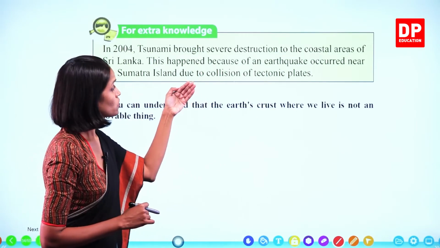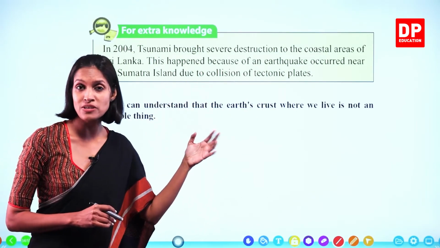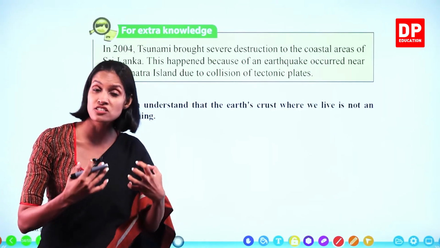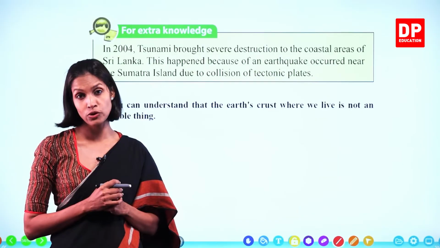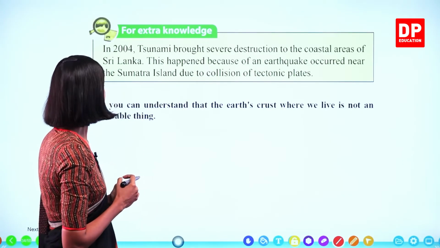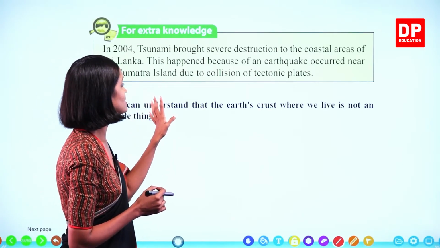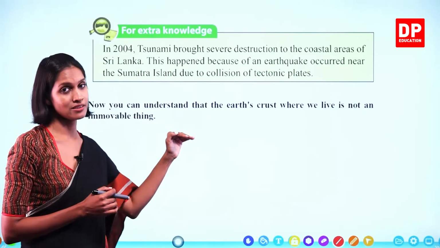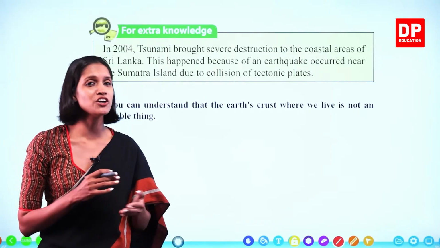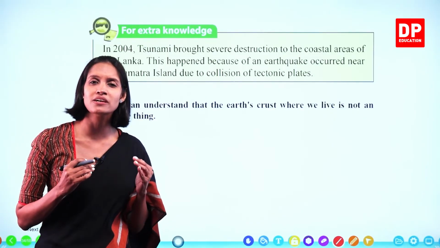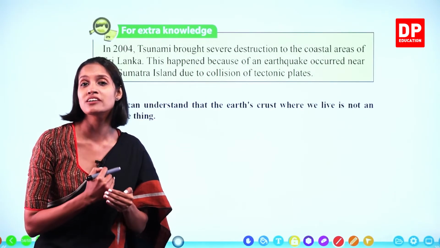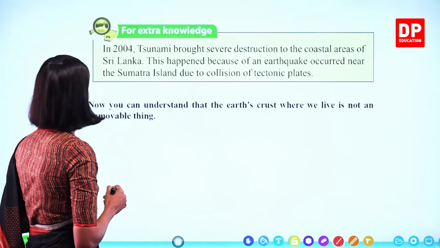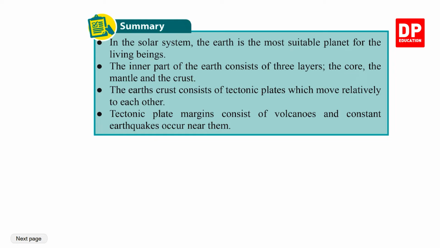Right? So you are going to learn more about tsunamis in the upper grades, how it happens, why it happens, how it can be that destructive. Okay, children? Now you can understand that the earth's crust where we live is not an immovable thing. It keeps on moving. The only thing is we can't feel it because that movement is very slow. Right, children? Okay. So we have completed this lesson now.